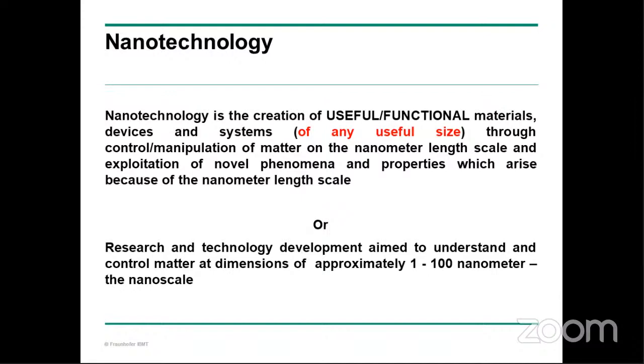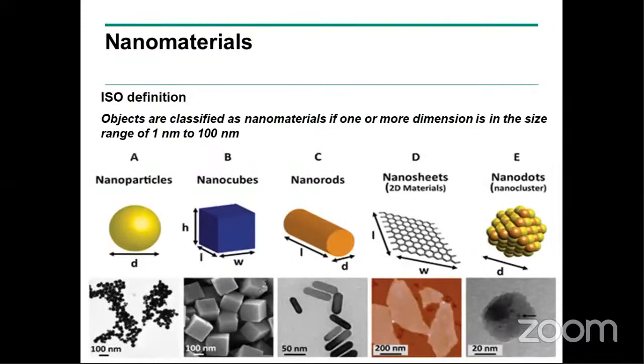But the basic thing I want to convey here is that nanotechnology is about the manipulation or control of any material at the nanometer length scale. Why are we focusing on the nanometer length scale? Because, again, the properties of a material at bulk size and at nanometer scale size are totally different. Why they become different, we will discuss further. One part of nanotechnology is nanomaterials.